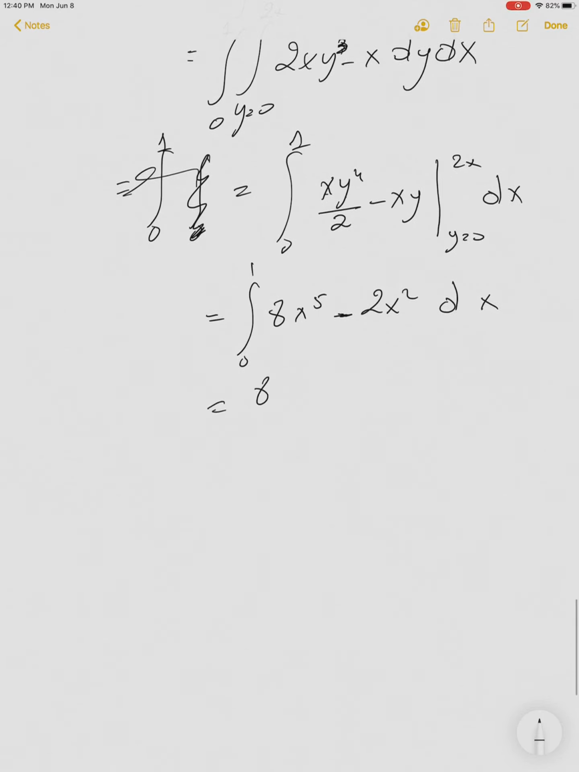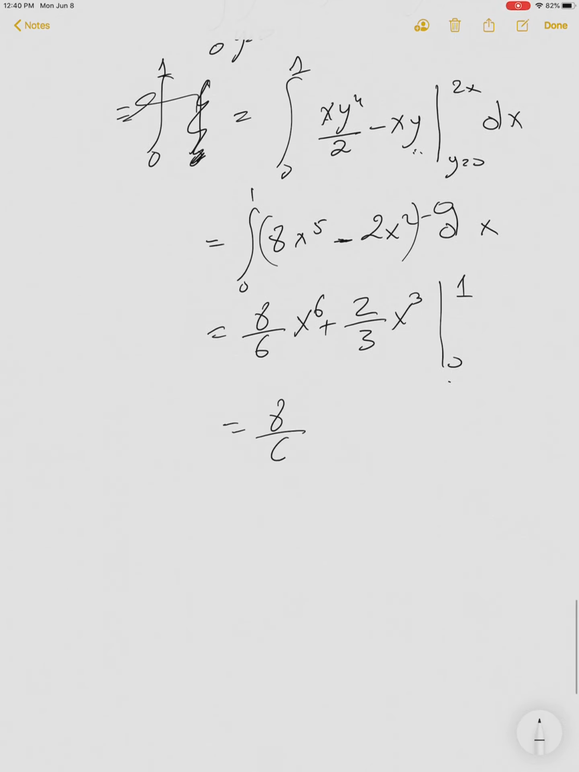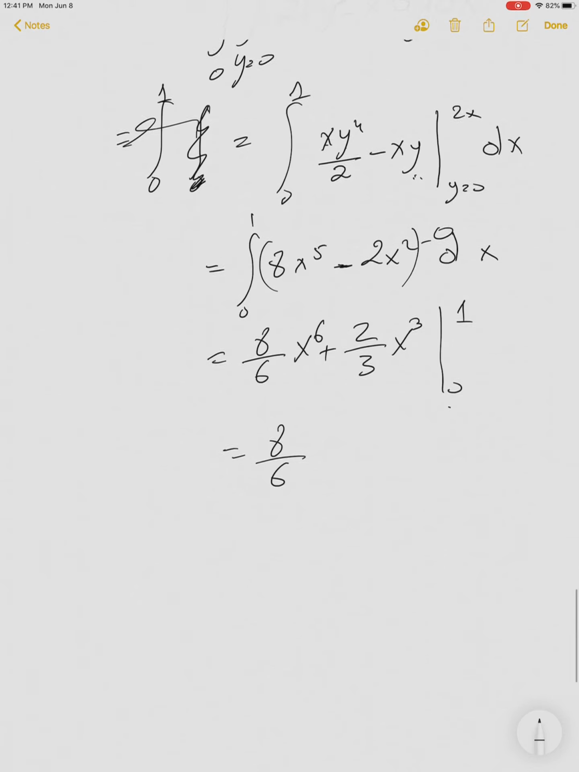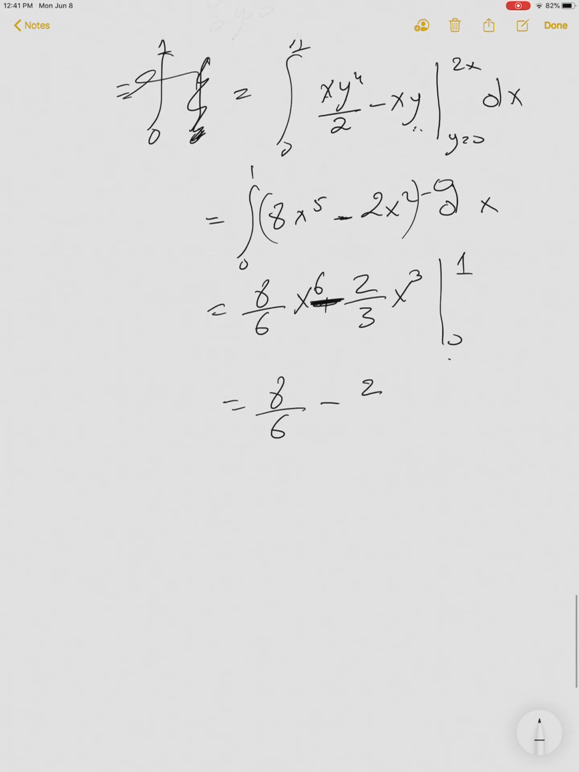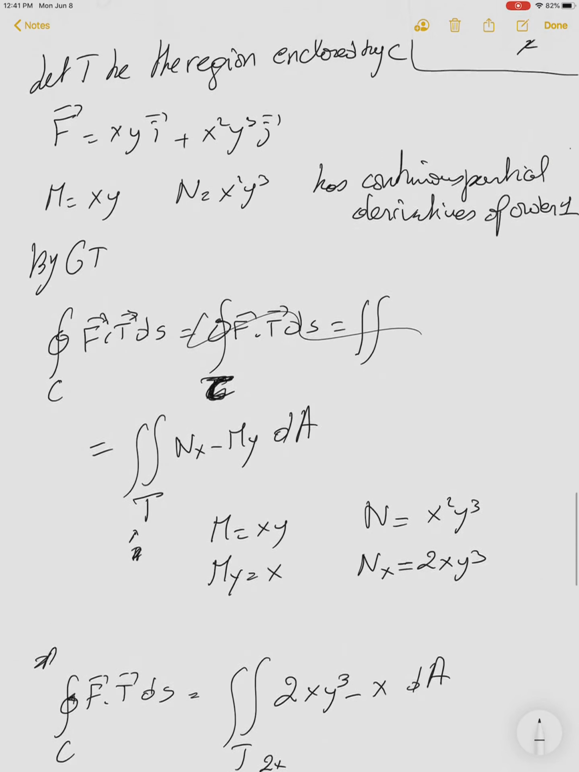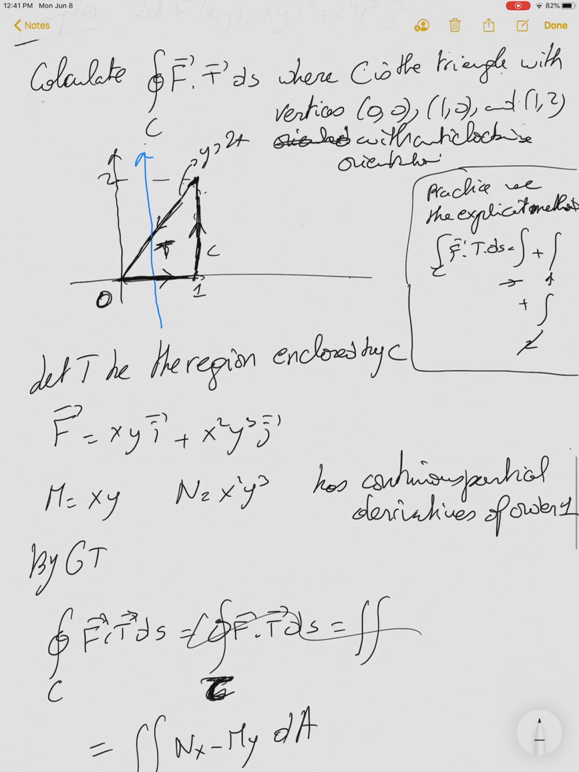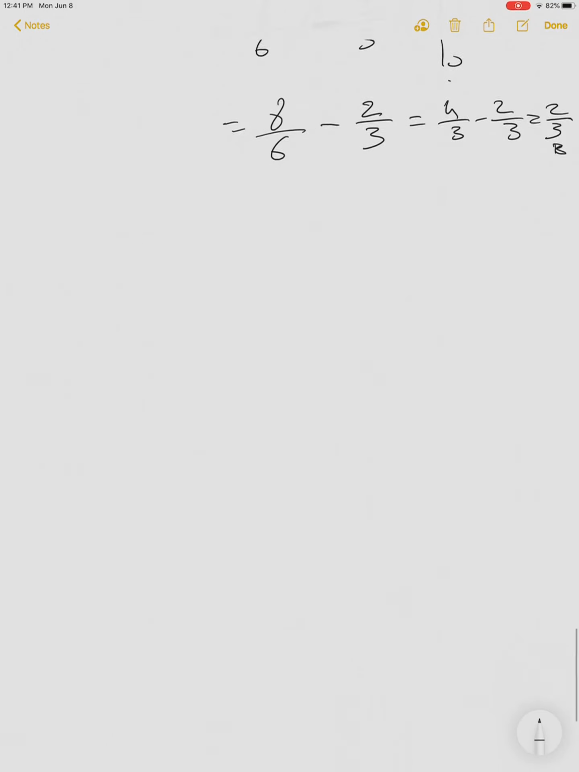Now I integrate with respect to x. This will be 8 over 6 x to the 6 minus 2 over 3 x cubed between 0 and 1. Notice that when x equals 0, this is 0. So this will be 8 over 6 minus 2 over 3, which is 4/3 minus 2/3, and this will be equal to 2/3, which is what you should get if you calculated explicitly. But you should appreciate how much shorter this method is.